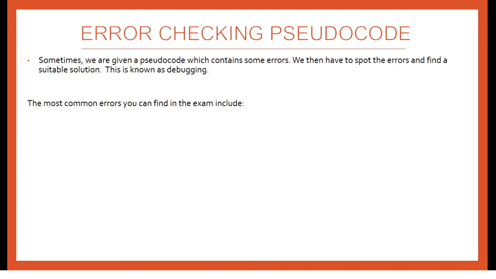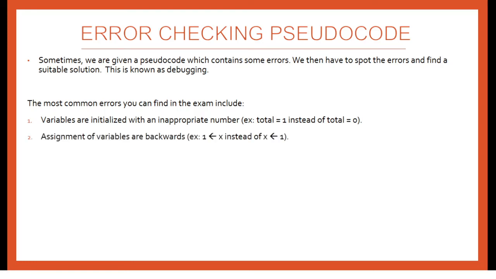The most common errors you can find in the exam include: variables are initialized with an inappropriate number, for example, totals equal to 1 instead of totals equal to 0. Assignment of variables are backwards, for example, 1 is equal to x instead of x is equal to 1. These two are actually completely different.